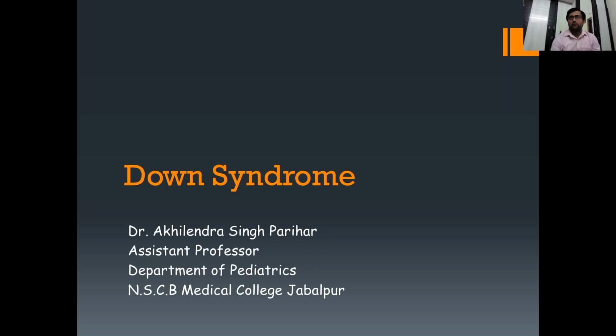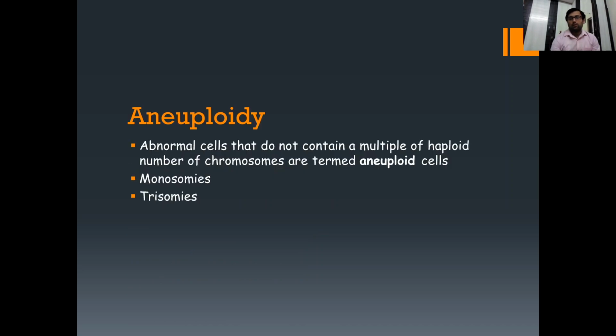First of all, we have to go through a little bit about genetics so we can understand Down syndrome a little better. Everyone knows that in humans, if there are n number of chromosomes, it is called haploid, and when the number of chromosomes is 2n, it is called diploid. A normal human diploid cell has 46 chromosomes, which means 23 pairs of chromosomes.